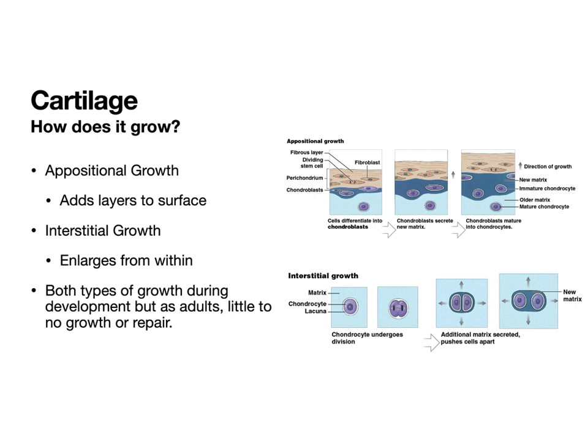Then we also have interstitial growth, which is growth within the cartilage. Those chondrocytes start to divide within that lacuna, that little lake. The daughter cells then secrete additional matrix and start to move apart. Both types of growth occur during development, but as adults, little to no growth or repair usually occurs in that cartilage.